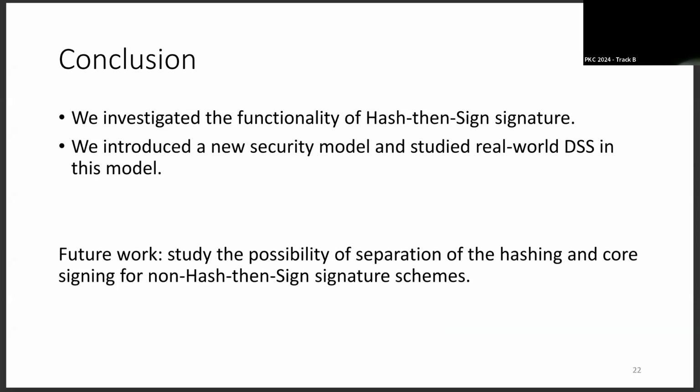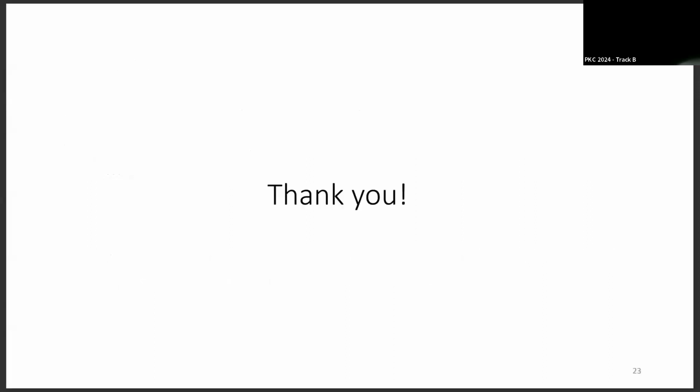To conclude, we investigated the functionality of Hash&Sign. We introduced new security models and a new method for splitting this hashing from the signing in a secure manner for the Merkle-Damgard cases, of course. For future work, it's good to study this kind of separation of the hashing and the core routines for non-hash-and-sign signature schemes, that is, for schemes that have a non-natural way of splitting the hash and the core routines. And that's it for today. Thank you a lot.